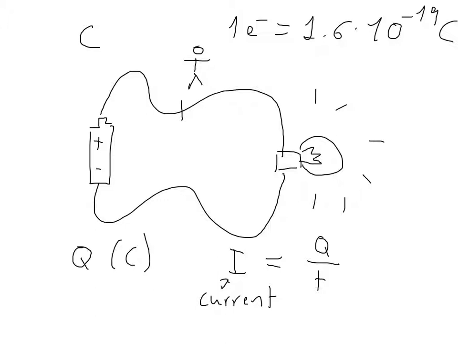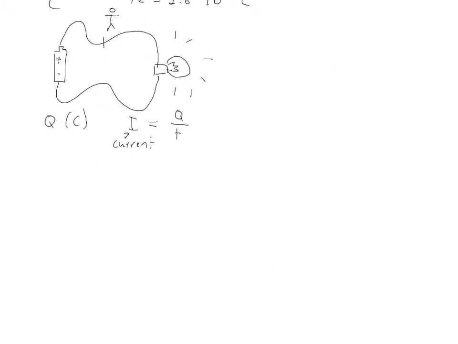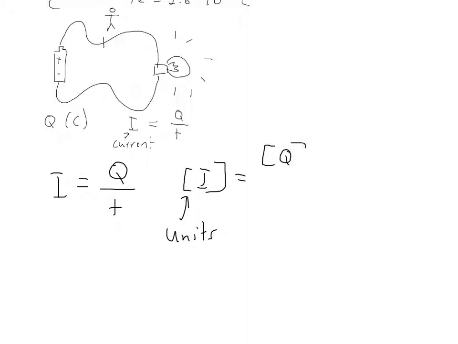Now, what are the units for this thing? Well, let me zoom out for a second. All right, so let's take a look at the units. We know that current is charge over time, so units of current, remember that this means units, will be the units of charge divided by the units of time. And if you were listening before, you know that the units of charge are coulombs and the units of time are seconds. And therefore current has to be measured in coulombs per second.